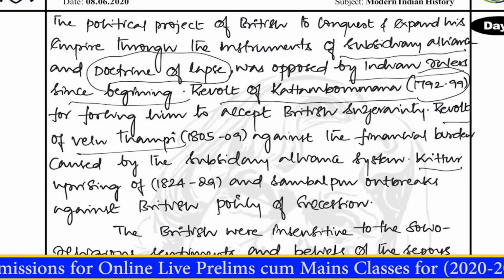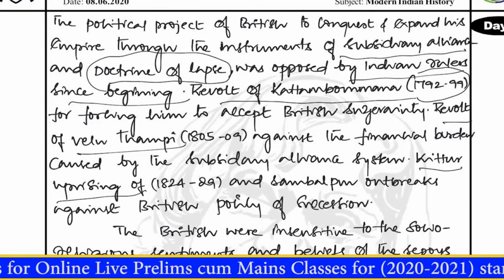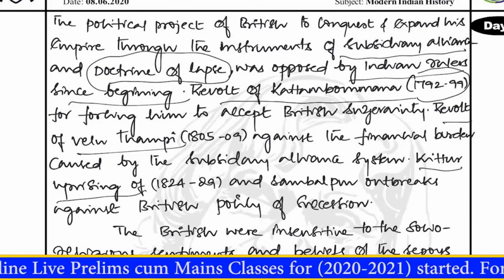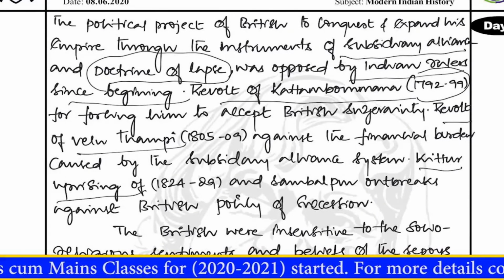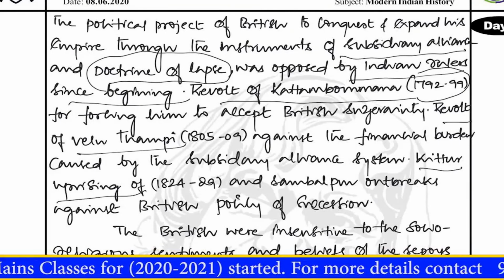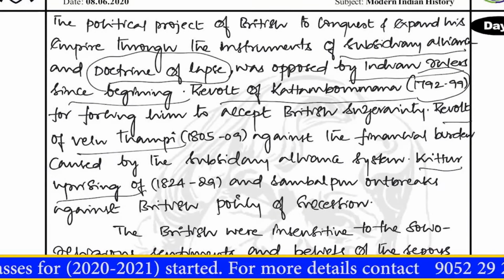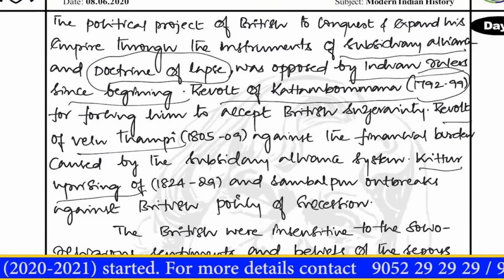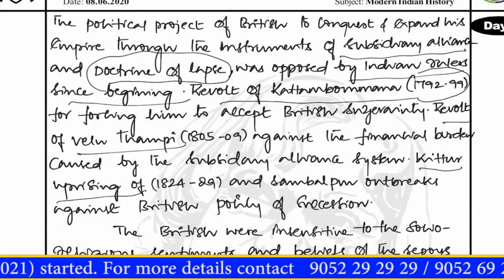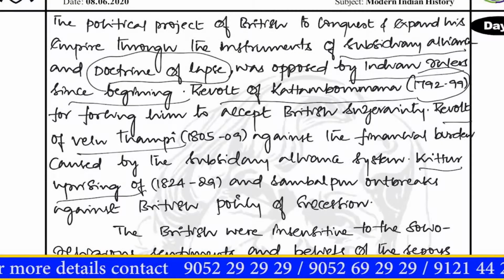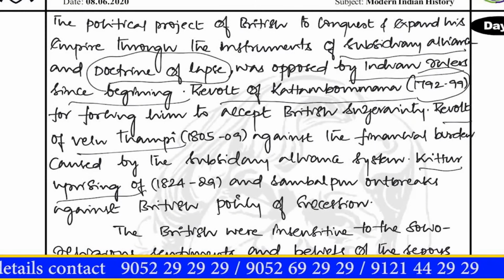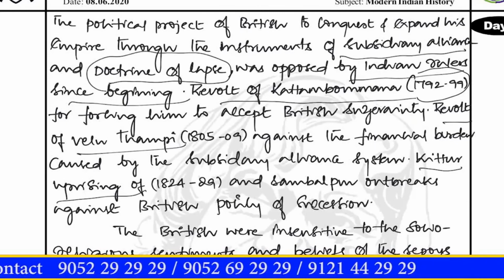And one more popular uprising we have is Kittur uprising. This Kittur is a place in Karnataka. So in this Kittur uprising, there was a lady, Rani Chennamma, and she revolted against the British. Why she revolted? Because British occupied Kittur on the pretext that there was no male heir to the rulers. So after the death of Rani Chennamma's husband, British occupied the Kittur. So it is similar to your doctrine of lapse policy.